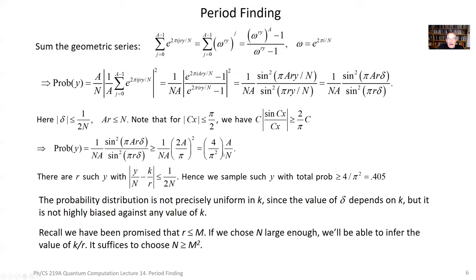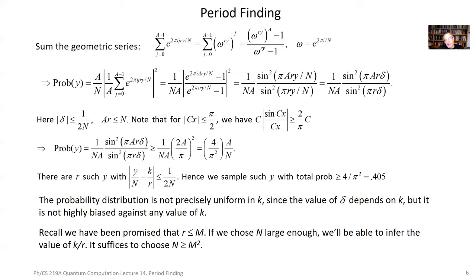And that's true for each one of the values of y which have the property that y over n is delta close to integer over r. But remember, there are altogether r such values. So the total probability of getting one of those values is going to be r times this. r is equal to n over a. So the total probability of obtaining a value of y that satisfies this property, such that y over n is close to integer over r, is going to be at least 4 over pi squared, which is a little better than 40%.